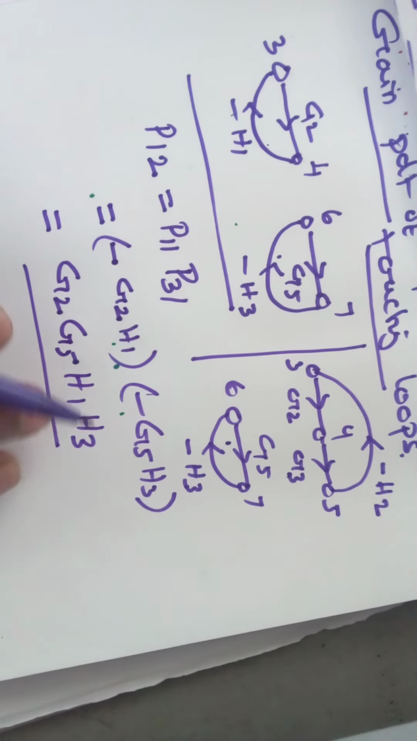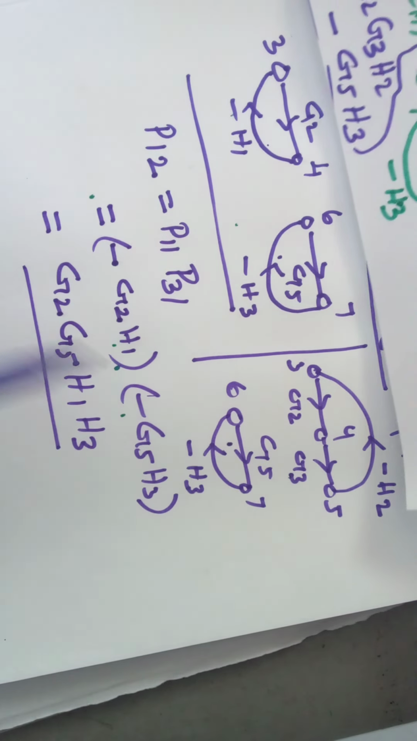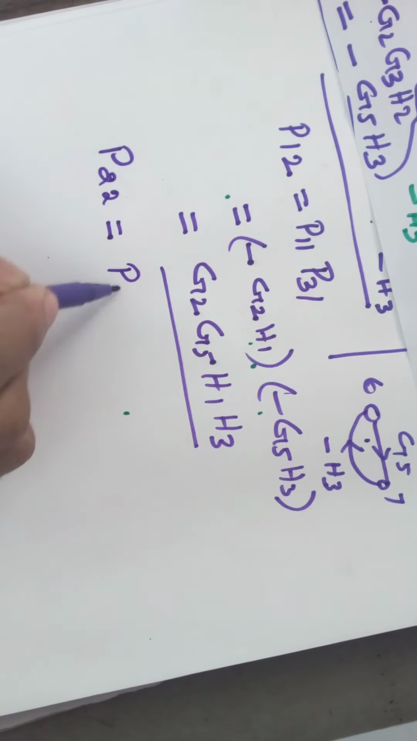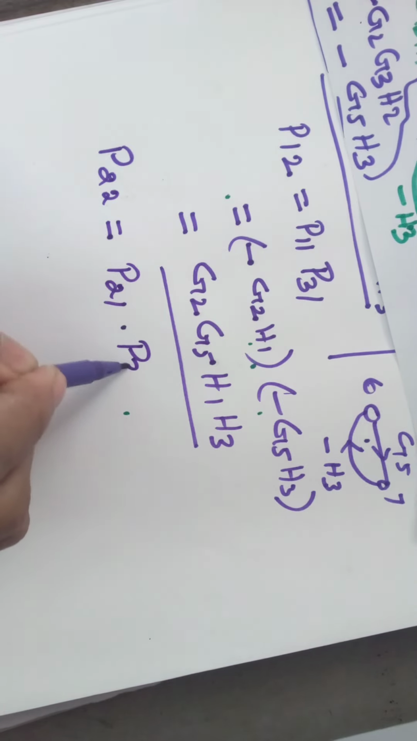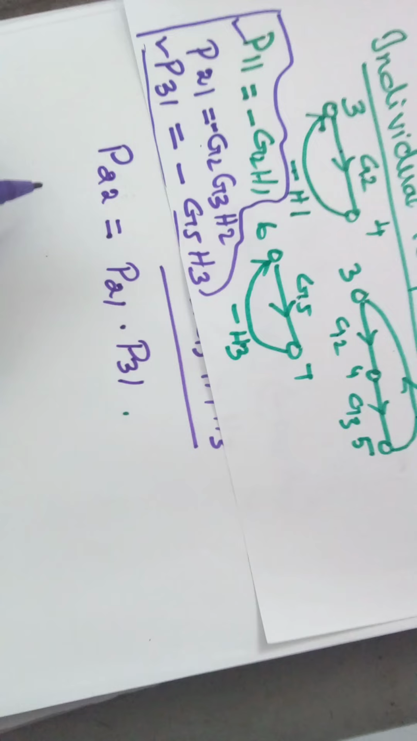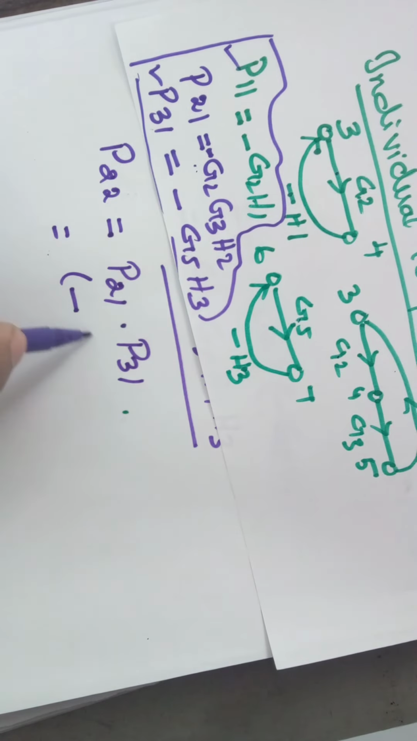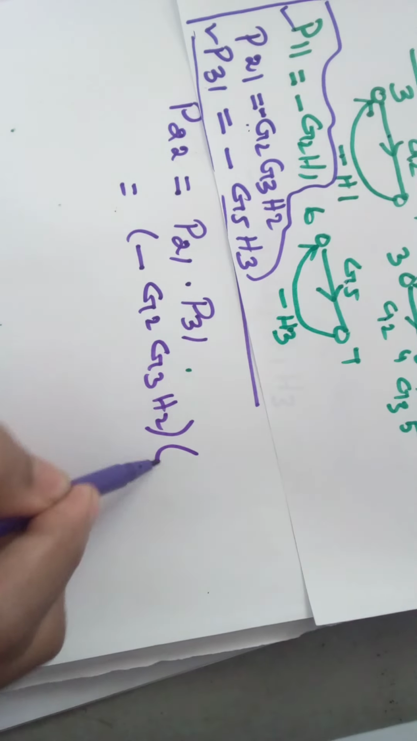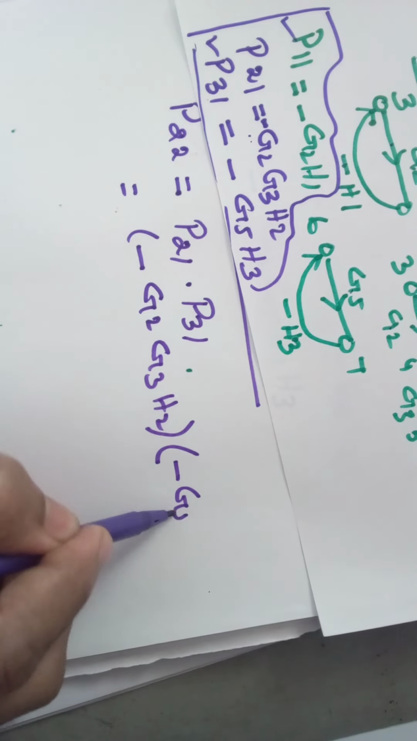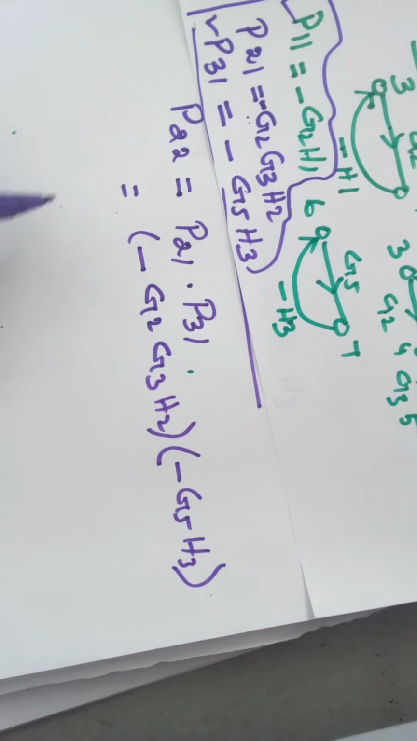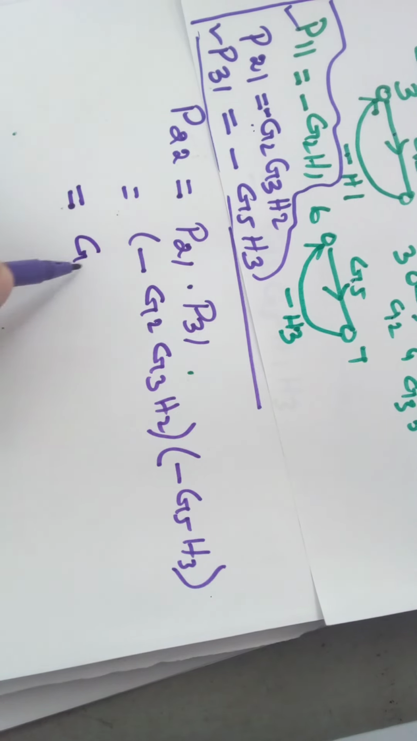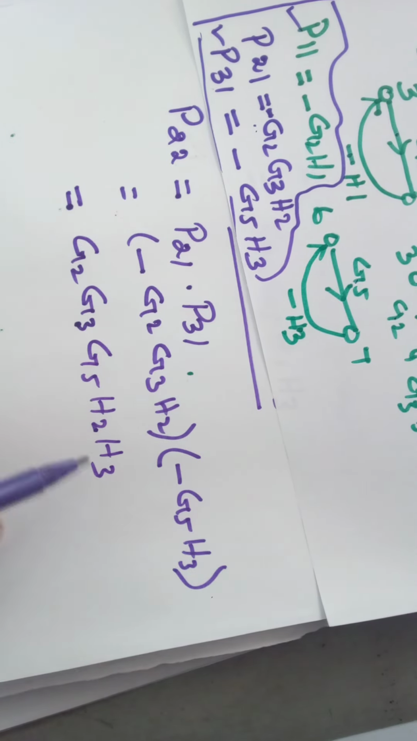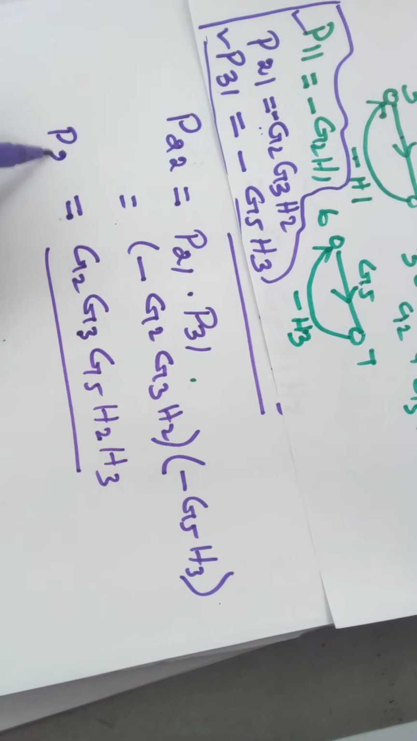Similarly, for the next combination, the gain product of these two, this can be written as P22. P22 is equal to P21 into P31. What is P21? P21 is equal to minus G2 H1, and P31 is minus G5 H3. What is the resultant? It is equal to G2 G3 G5 H2 H3. This is your answer, this is your P22.